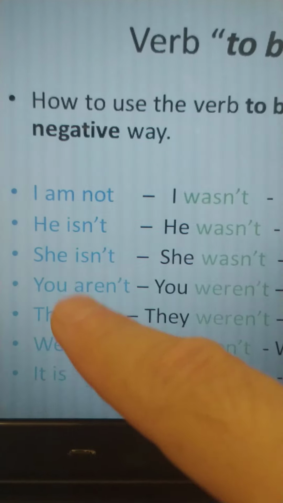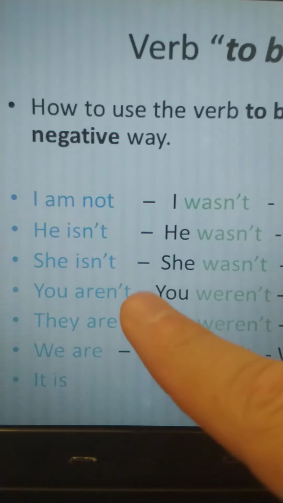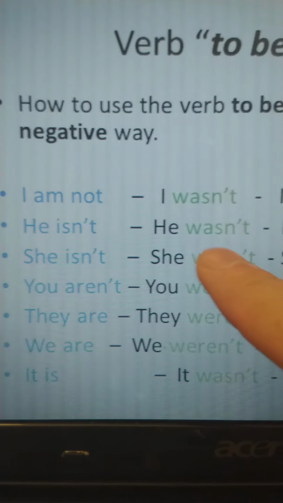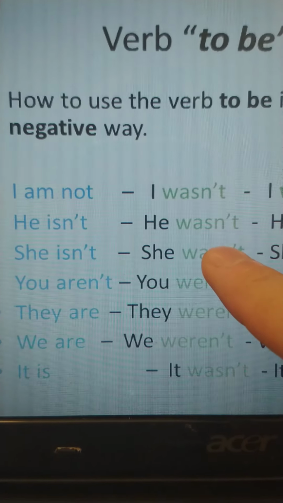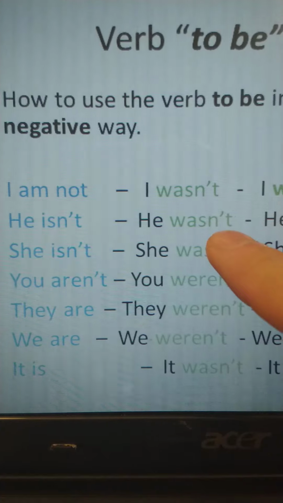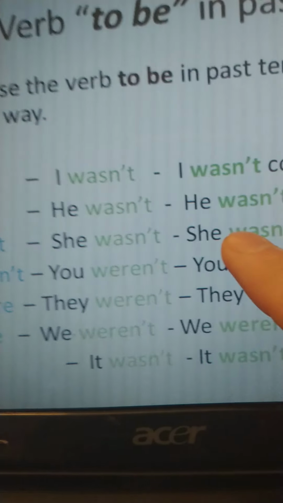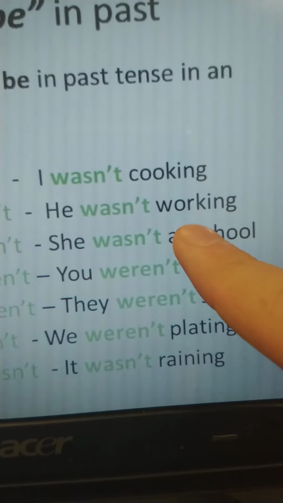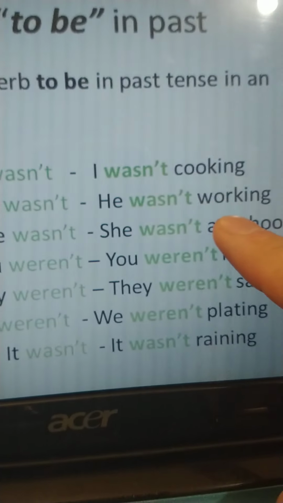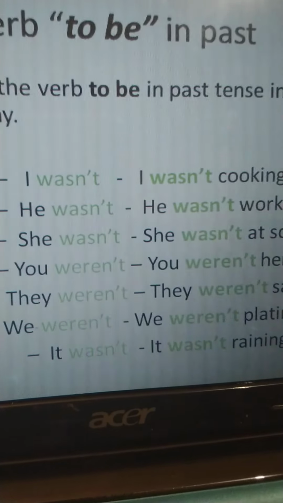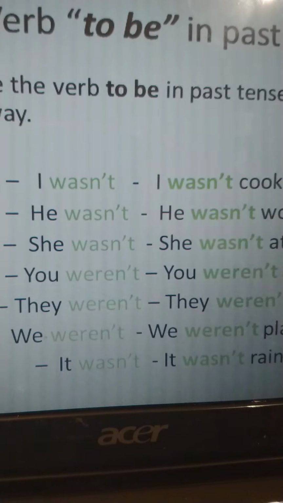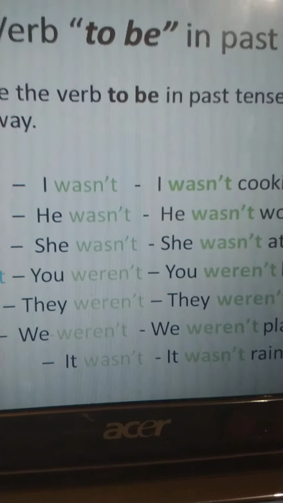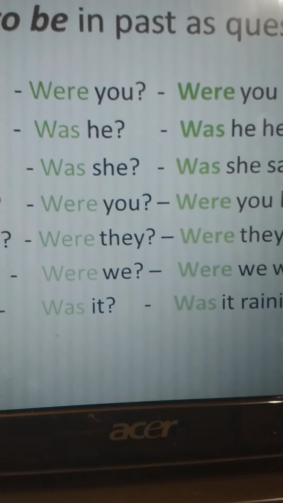Another. He isn't. This is in present. I'm going to transport it to past tense. He wasn't. Wasn't is the verb to be in past. Negative. A sentence as example. He wasn't working. Okay, so these are for you to analyze, and in the video class we're going to explain and practice it a little more.